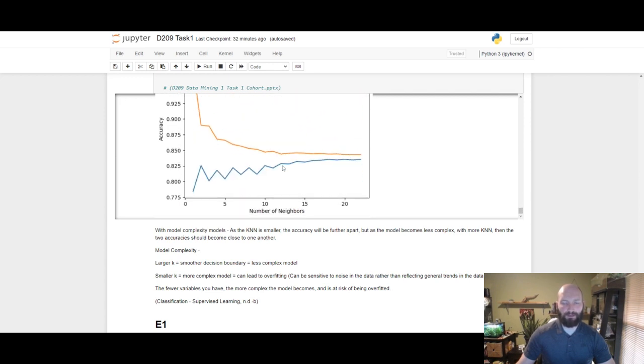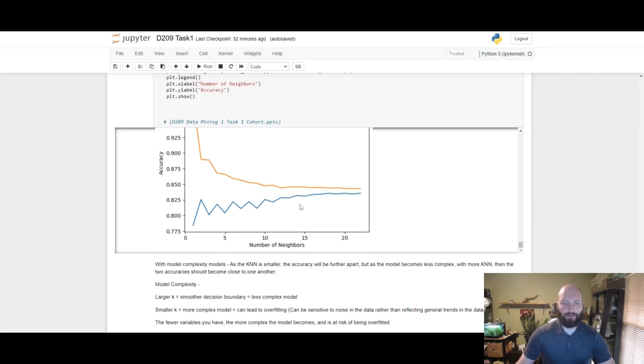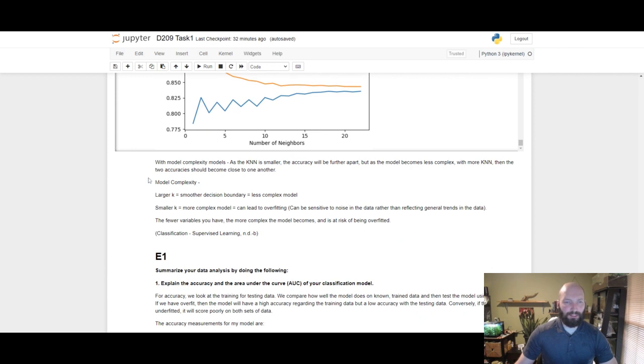And then finally we get this. So this indicates that both accuracies are running parallel. And I wonder if I could put a line through here, if this would be considered an asymptote. With model complexities, as the K in KNN is smaller, the accuracies will be further apart. But as the model becomes less complex with a larger K, then the two accuracies should become close to one another. And so these are running parallel with one another.